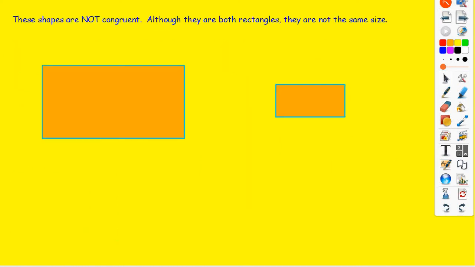Now these two shapes on the board, yes, they're both rectangles, but they are not congruent shapes because although they are both rectangles, so they're similar, they're not exactly the same size. They don't have the same size, so we couldn't call these two shapes here congruent.